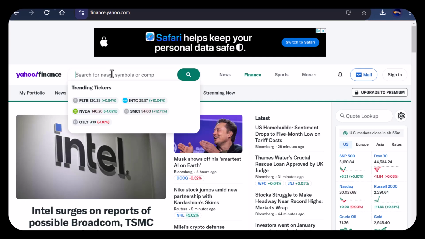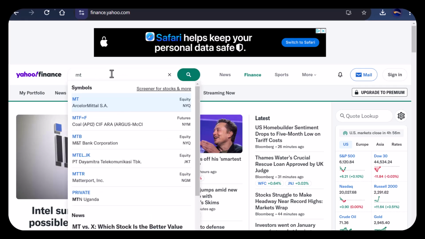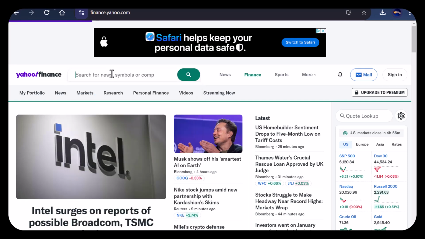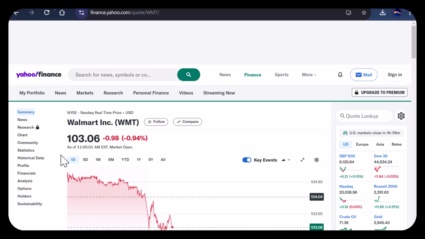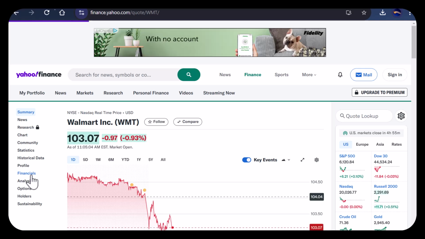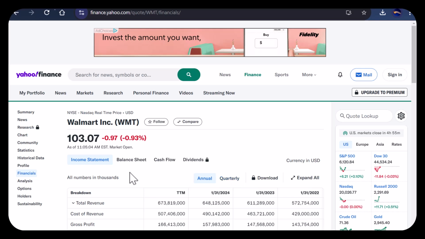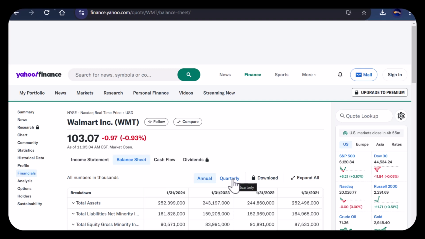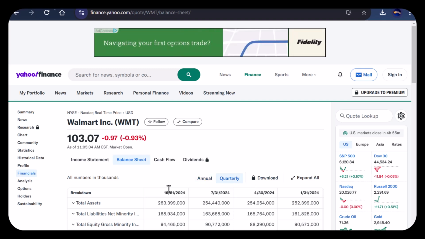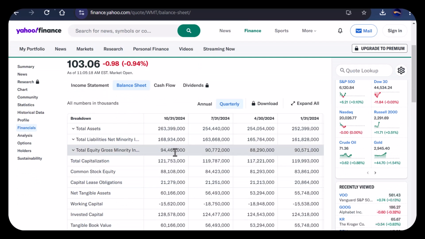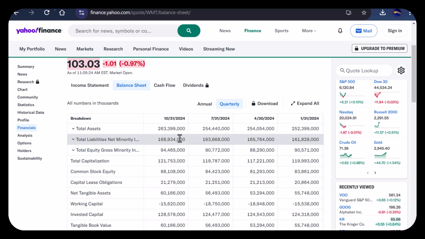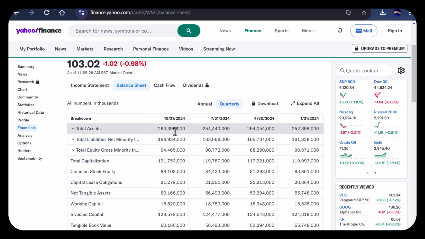And the ticker, W and T. Go to financials. First, I'm going to get the balance sheet where the total assets resides. Look at the quarterly. The last available was 10/31/24, 263,399. That would be in millions.